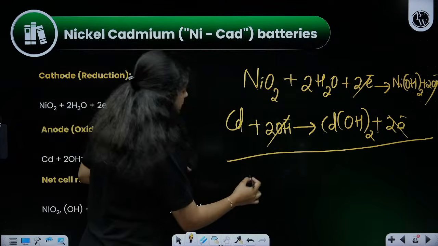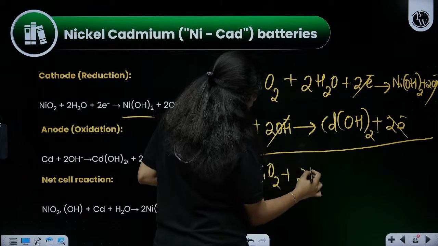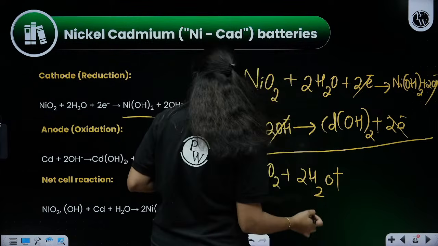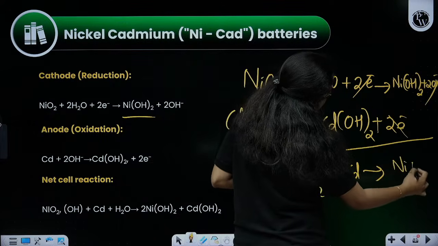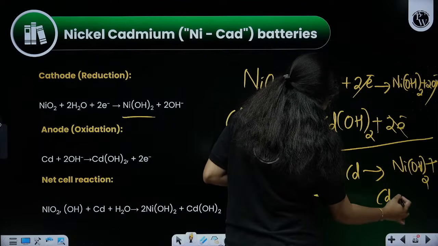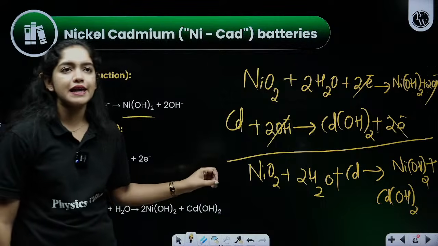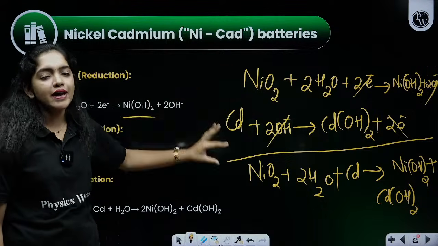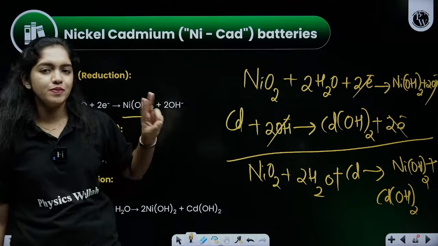Okay. So how is it? NiO2, nickel oxide, plus 2H2O remaining. One Cd is there, that we can write here, Cd gives. Then what is on the right side? Nickel hydroxide, Ni(OH)2, plus cadmium hydroxide, Cd(OH)2. So these are the two products formed in the nickel cadmium cell, and it's very, very important. So study the cathode reaction, anode reaction, the final net reaction. Okay. So for these three equations, it will be asked for 2 marks.